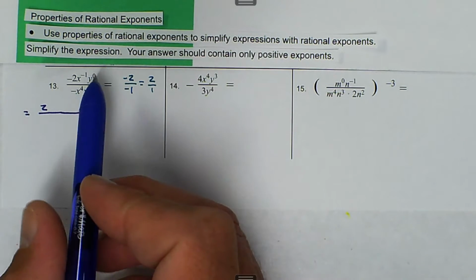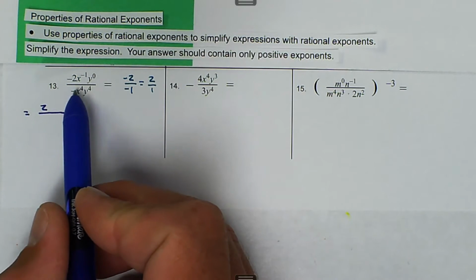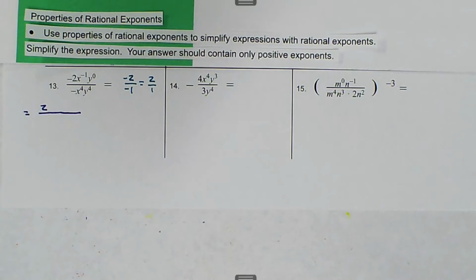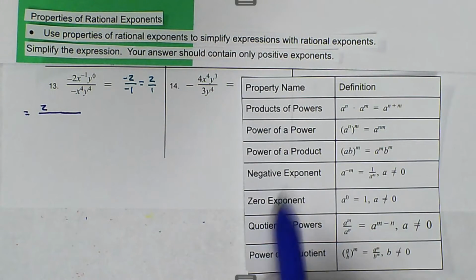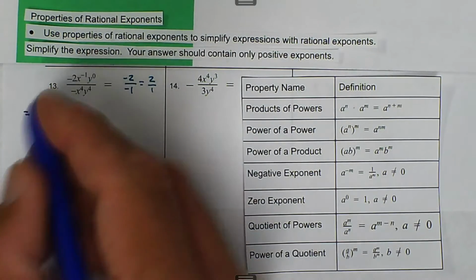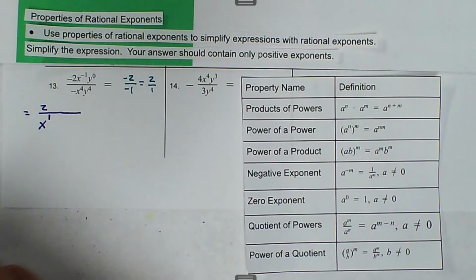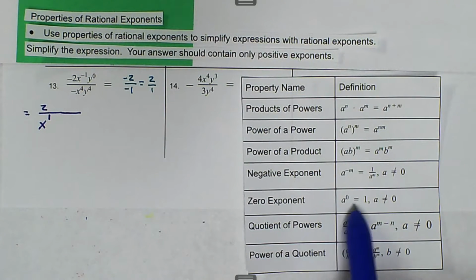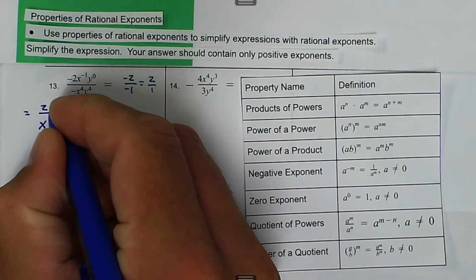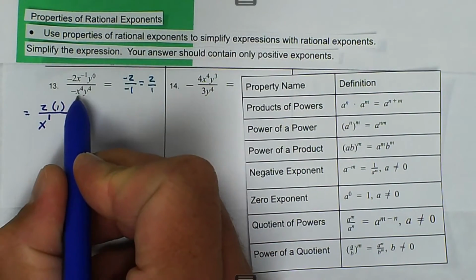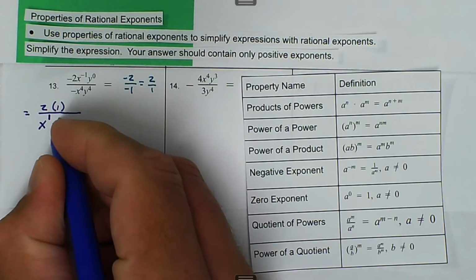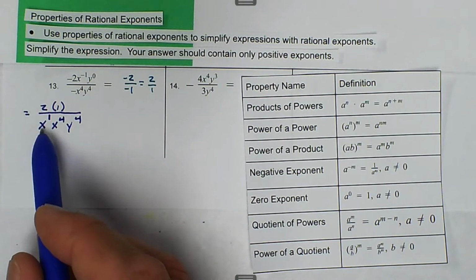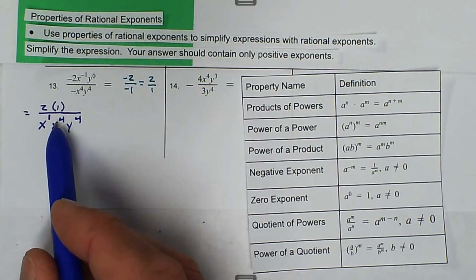The next thing I'm going to do is look at all of my exponents and make sure they're all positive. So x to the -1, I'm going to use the negative exponent and move it to the denominator. So that's going to be x to the +1. Y to the 0, that is the 0 exponent. Anything to the 0 power is 1. So that is going to be 1. Then I'm going to move to the denominator, x to the 4th. That's positive, so I leave it. Y to the 4th. So here I have x to the 1, x to the 4th.